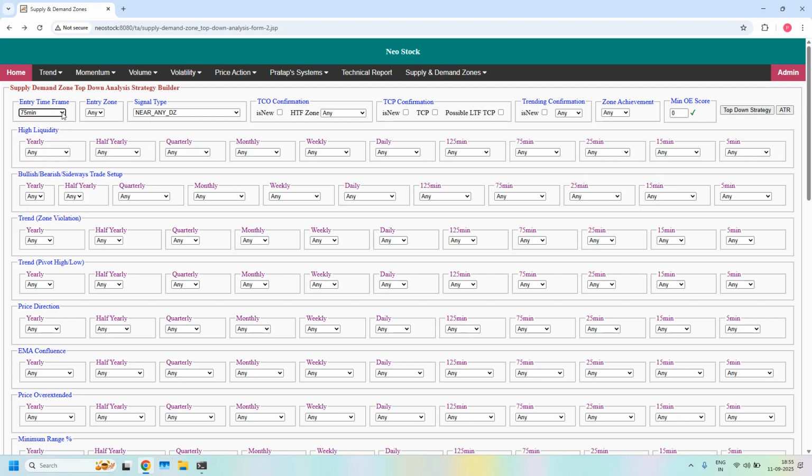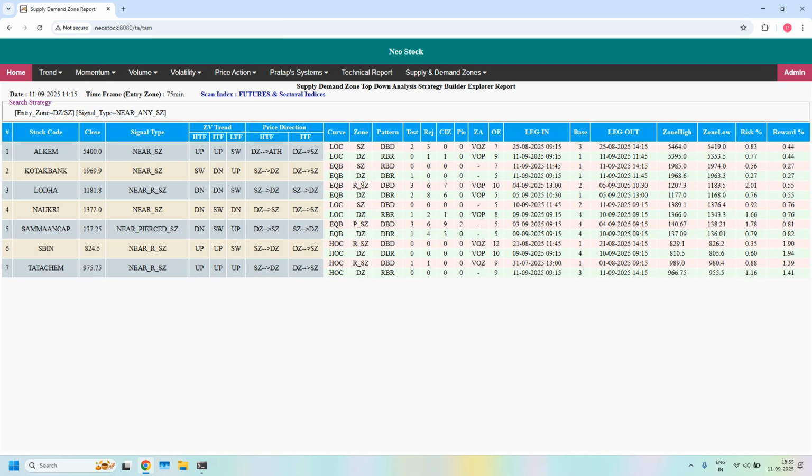Next, 75 minutes time frame, stocks near to the 75 minutes supply zone. We got a high liquidity zone. Lodha is having a 75 minutes high liquidity supply zone. State Bank of India is having a high liquidity 75 minutes supply zone, and also Tata Chemicals. So total 3 stocks we generated, but remember Tata Chemicals, after this month, will be removed from the F&O list. Okay, these are the high liquidity zones.